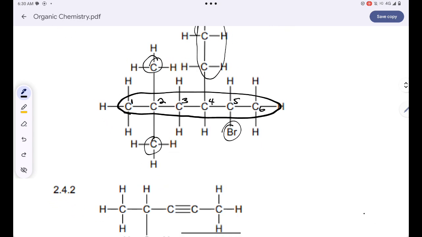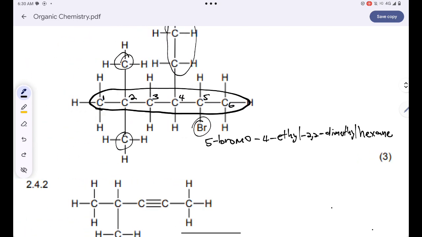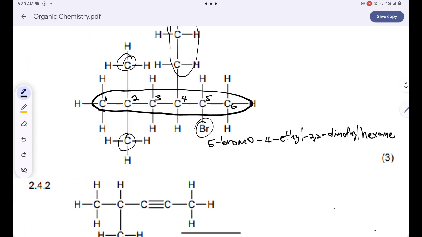Okay, so whenever I name this thing, I'll simply say this is 5-bromo and 4-ethyl, and then 2,2 dimethyl, excuse me, 2,2-dimethyl hexane. Are you together? That's how you're supposed to name this organic compound. Please note that between numbers and letters, there's always a hyphen.